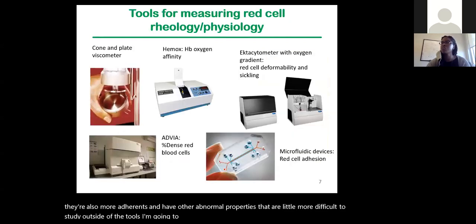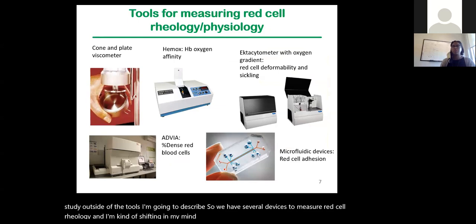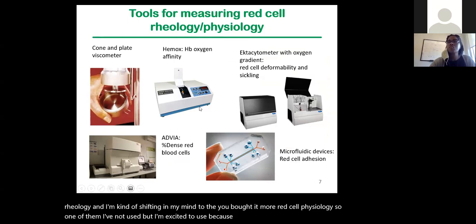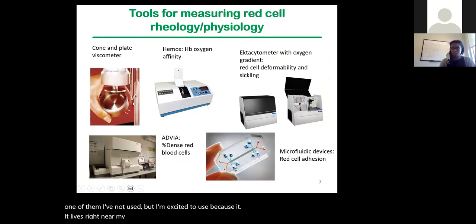So we have several devices to measure red cell rheology. And I'm kind of shifting in my mind to thinking about it more like red cell physiology. So one of them I've not used, but I'm excited to use because it lives right near my lab in the ECC. But what I've been using at Baylor is a cone and plate viscometer, quite an old tool.